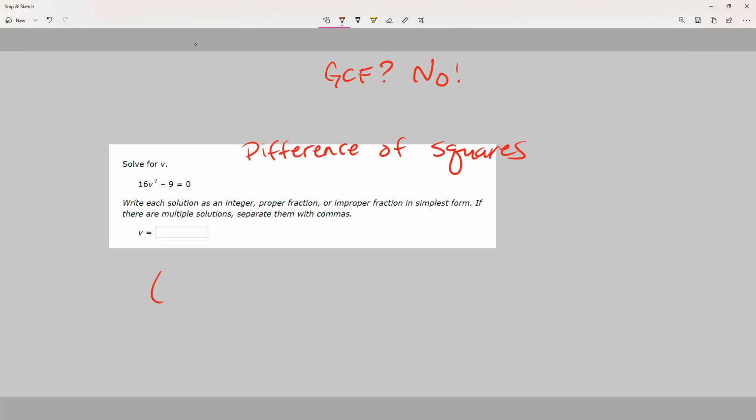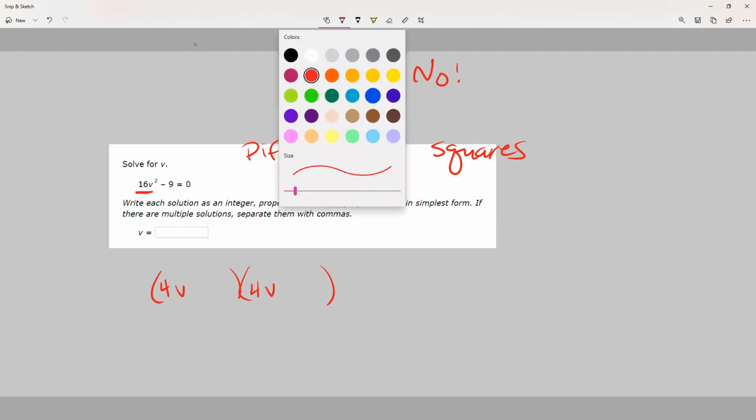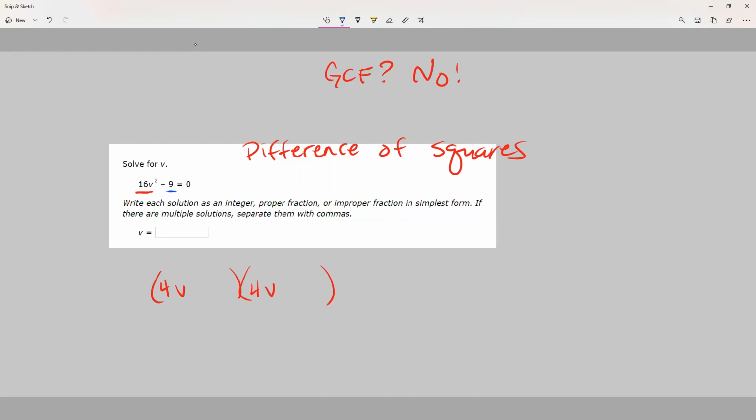And so the shortcut for that is I can set up my two binomials and I take the square root of the first term. So the square root of 16v squared is 4v. And then I do the same thing with the second term. I take the square root of that 9, which is 3. And then the signs in the middle for this shortcut are opposite. So one positive, one negative, and it doesn't matter which order you put it in. So this is the factoring part. So this equals 0. So now this is factored.